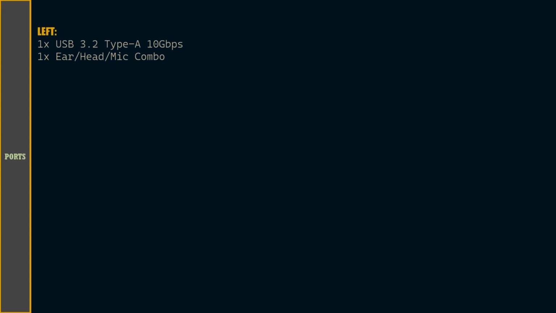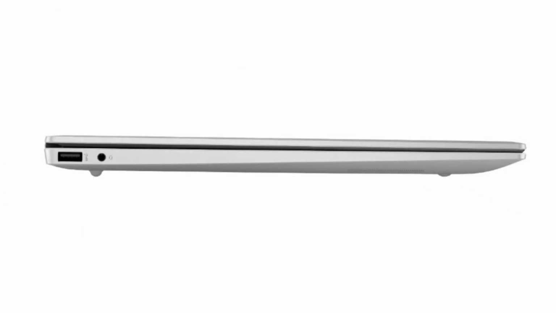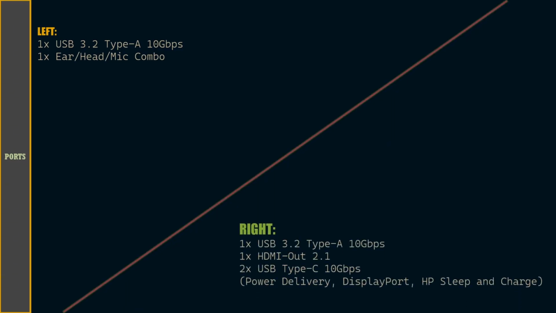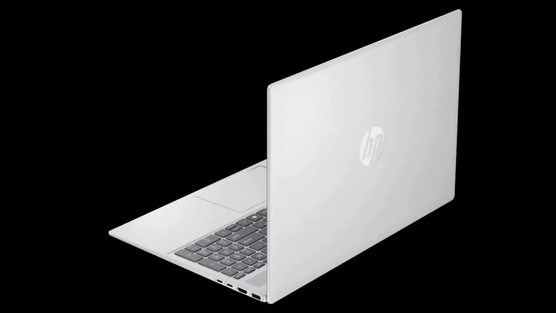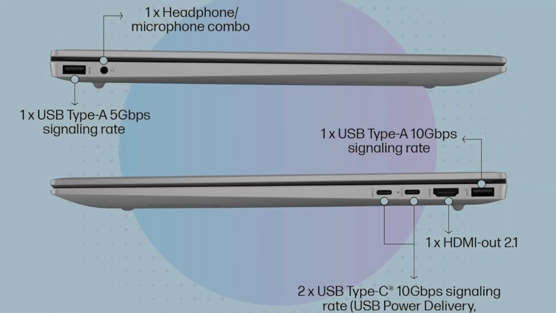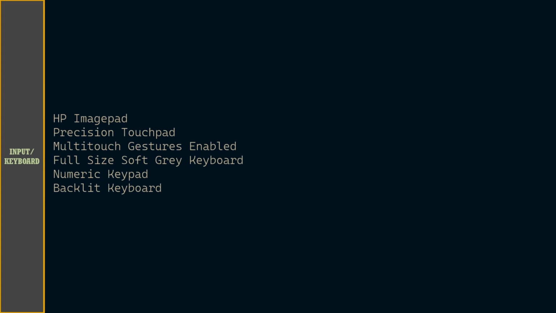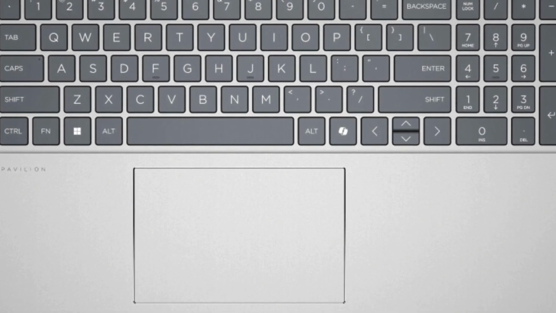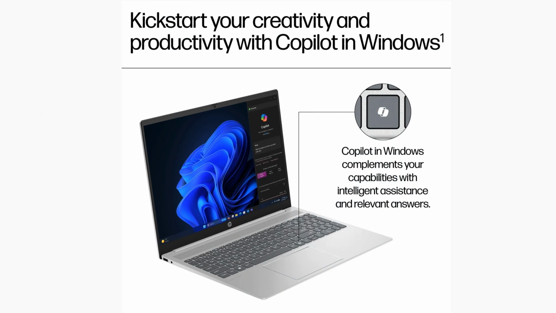Let us see the ports available for this laptop model. On the left, there is one USB 3.2 Type-A 10 Gbps speed port, one headphone-earphone mic combo port. On the right, there is one USB 3.2 Type-A 10 Gbps speed port, one HDMI port, two USB Type-C 10 Gbps speed port, which support power delivery, display and HP sleep and charge. For input and keyboard, this laptop has HP image pad, precision touchpad, multi-touch gesture enabled, full-size soft grey keyboard, dedicated numeric keypad and this keyboard has backlit.